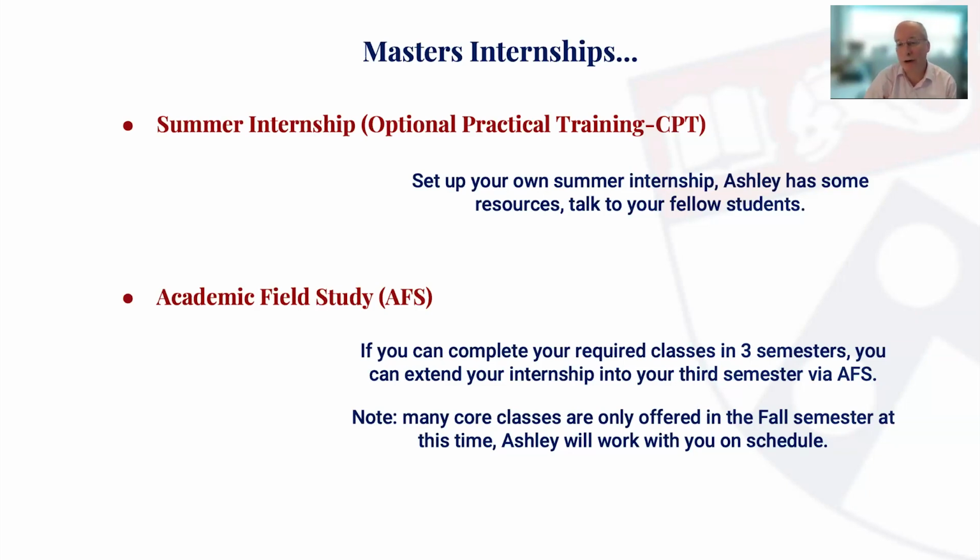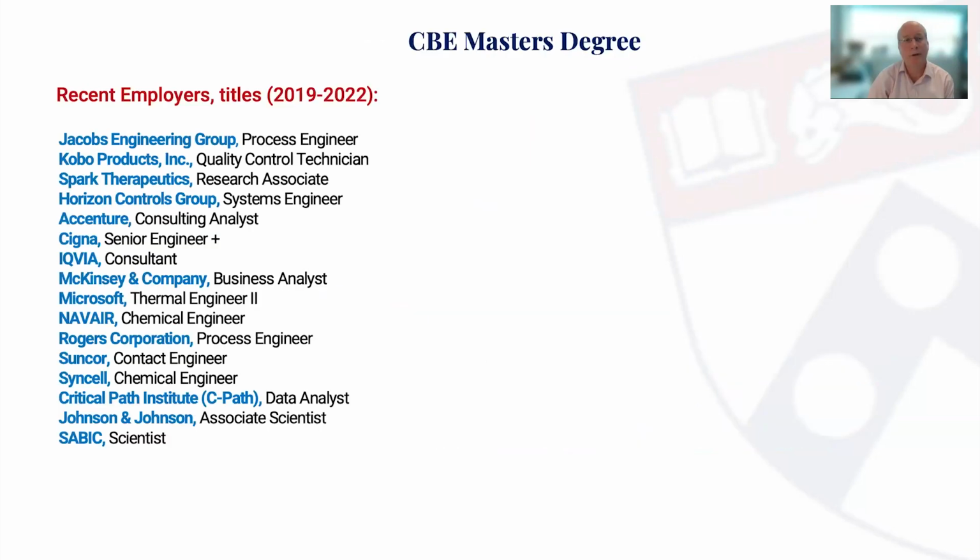And one of the nice things about our program is something called academic field study. So if you're having a really good summer internship and your employer is interested, you can actually extend your internship into the following fall. So that would be your 3rd semester at Penn. You can essentially just do internship. And the fact that you can do your curriculum in 3 semesters allows you to have that whole 3rd semester to finish a 7-month internship in a company. Now you have to be a little careful when you're scheduling your classes, but Ashley can help you with that if that's something you want to do.